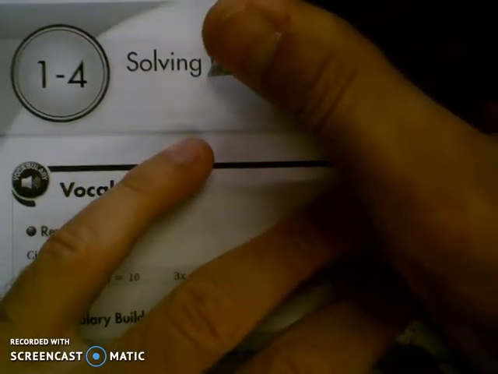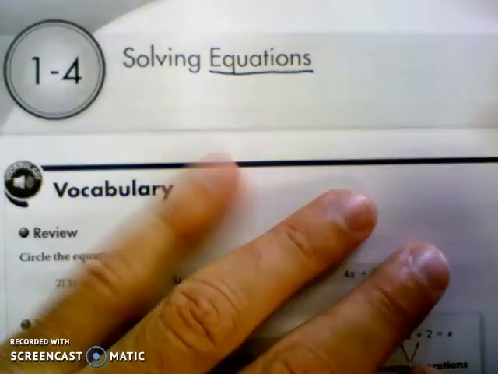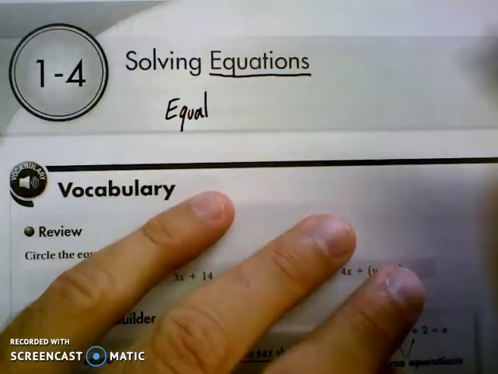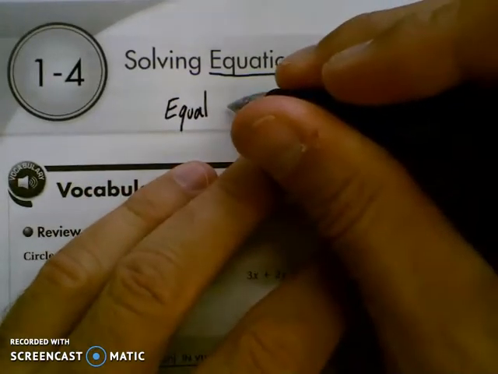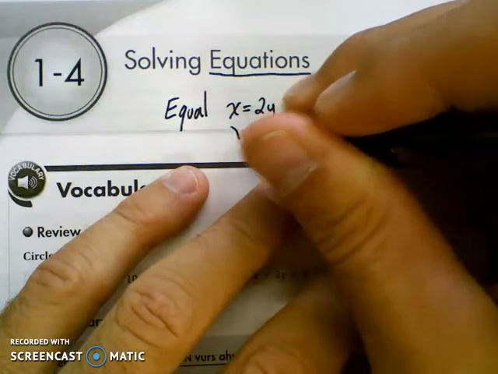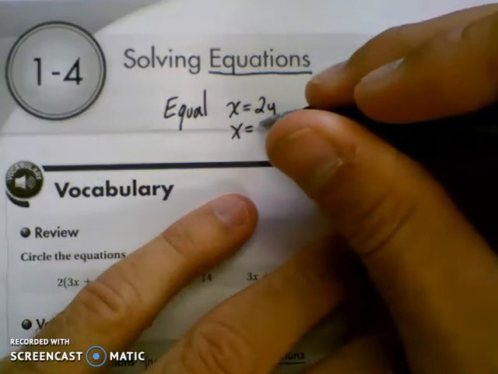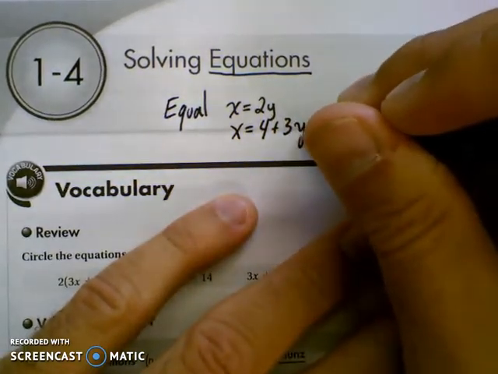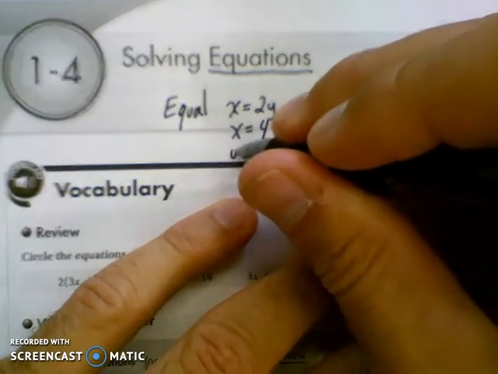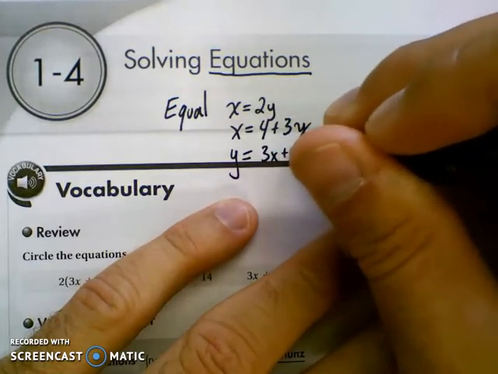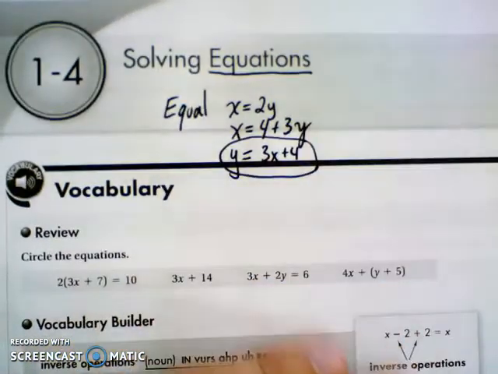And just to review, an equation is a numerical sequence that has an equal sign. So one part equals another part. So for instance, x equals 2y, or x equals 4 plus 3y, or something like that. Or the most common one you'll see in your graph is y equals 3x plus 4. And you can graph that.